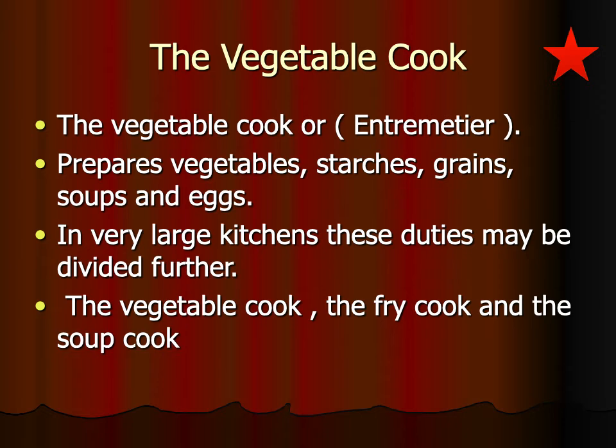He might just be basically a line cook. But the vegetable cook, the fry cook and the soup cook, or the potager, they can all be separate people. The fry cook is the friturier, remember. The soup cook is the potager. The vegetable cook is the entremetier. But really, we're only interested in the entremetier, or the vegetable cook. And in a classical kitchen, he will prepare vegetables, starches and grains, maybe soups, and maybe egg dishes as well. Entremetier, vegetable cook.